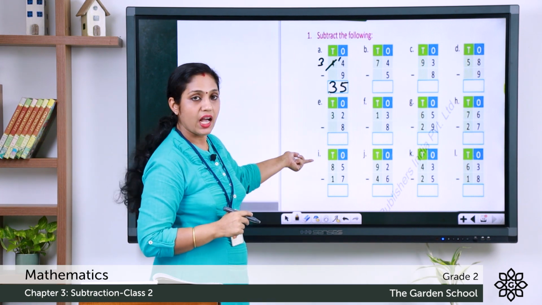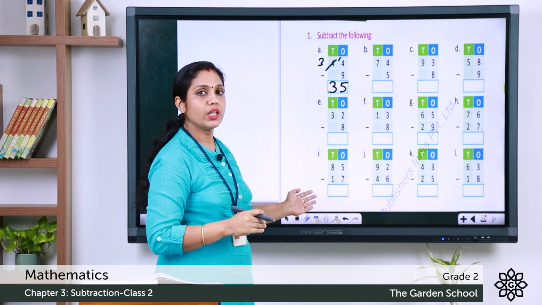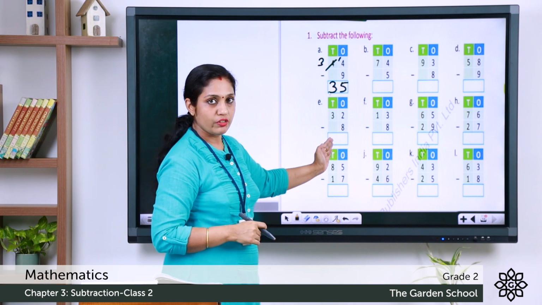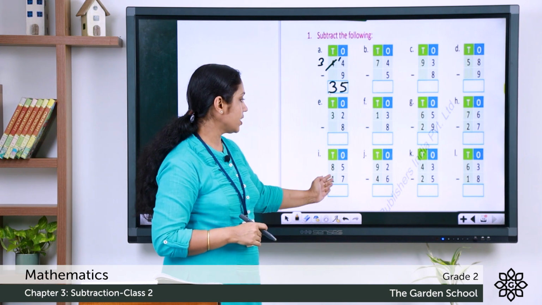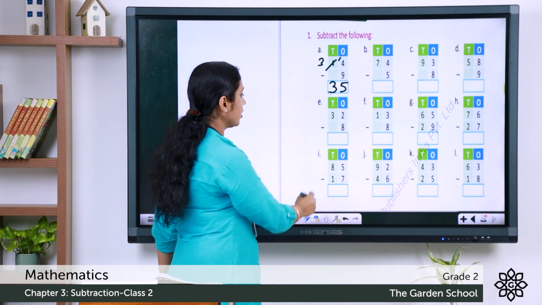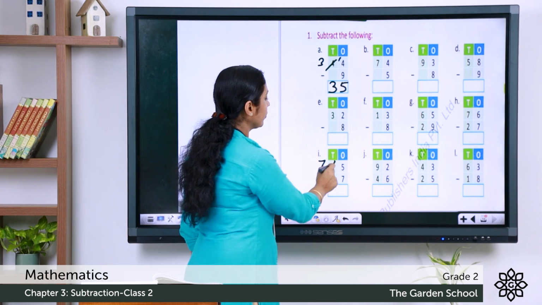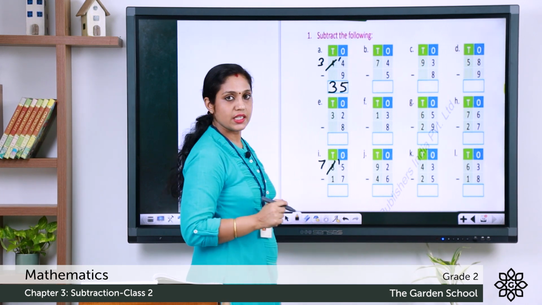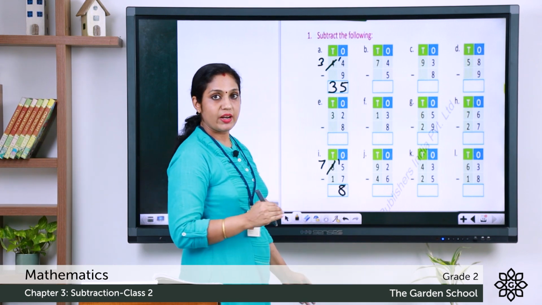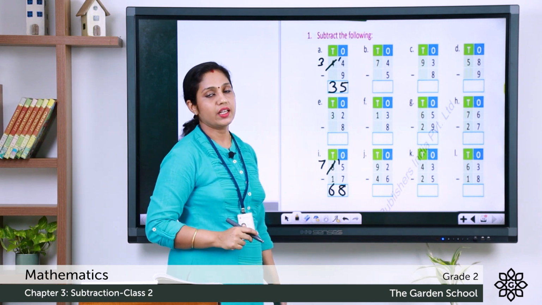You can write it down and we get the answer 35. Now let's check I. We have 85 minus 17. Both are 2-digit numbers. First, moving on to the ones place, we have 5 and 7. Not able to subtract, we are going to the tens place. We are going to take 1 from 8 and you write 7 here. 15 minus 7 is 8. 7 minus 1 is 6. So the answer is 68.